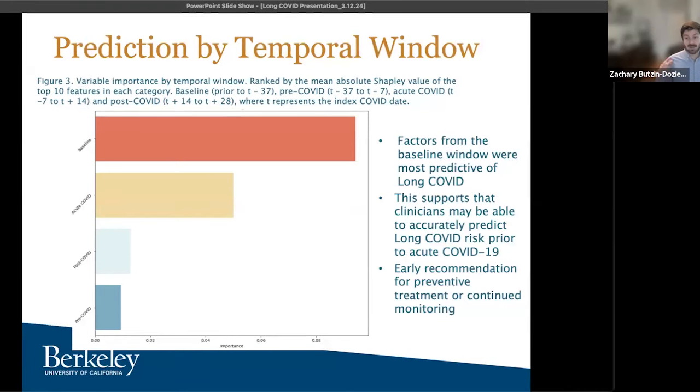So this supports that clinicians might be able to accurately forecast a patient's long COVID risk before they even get COVID, just based on these baseline sociodemographic and medical history factors. So then this would really allow early recommendation for preventive treatment and continued monitoring. For example, the moment somebody presents with a potential case of COVID-19, if they have a high score in terms of long COVID risk, they could immediately be referred to either additional screening or preventive care.